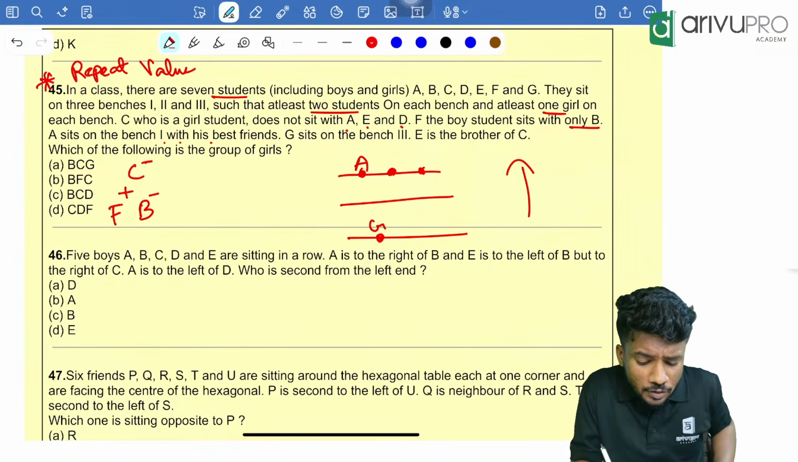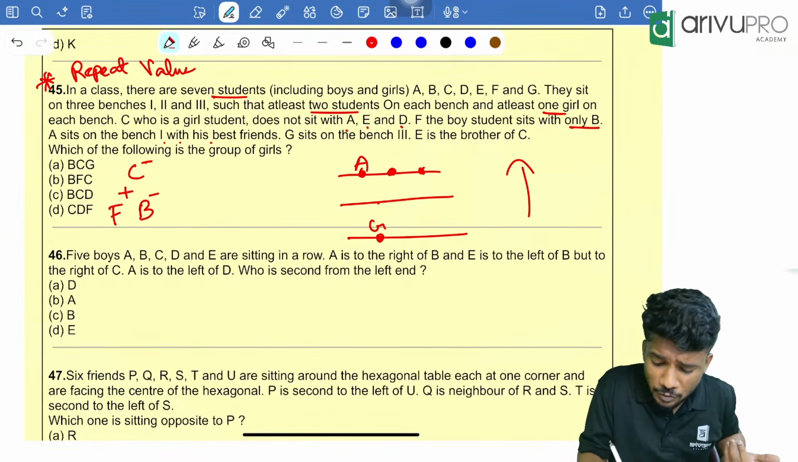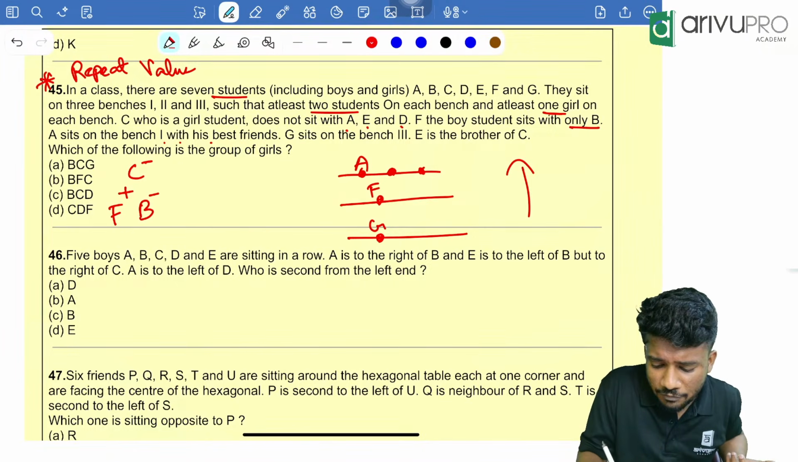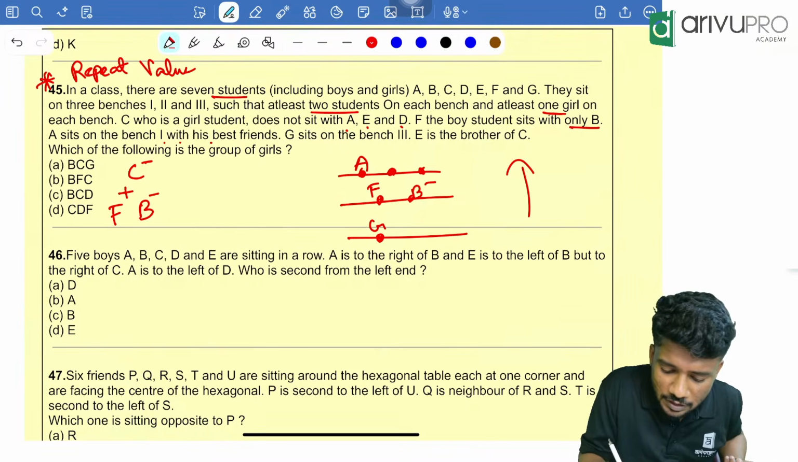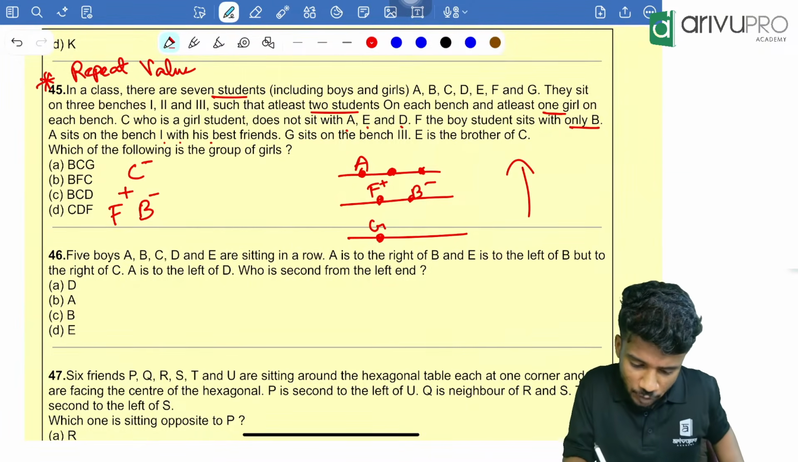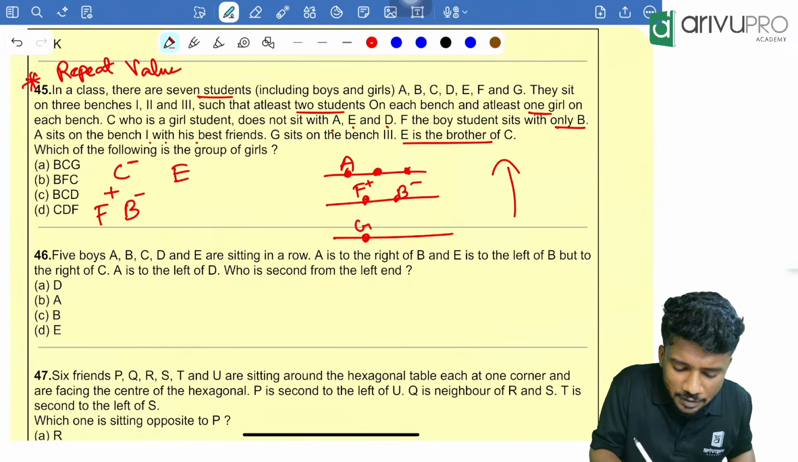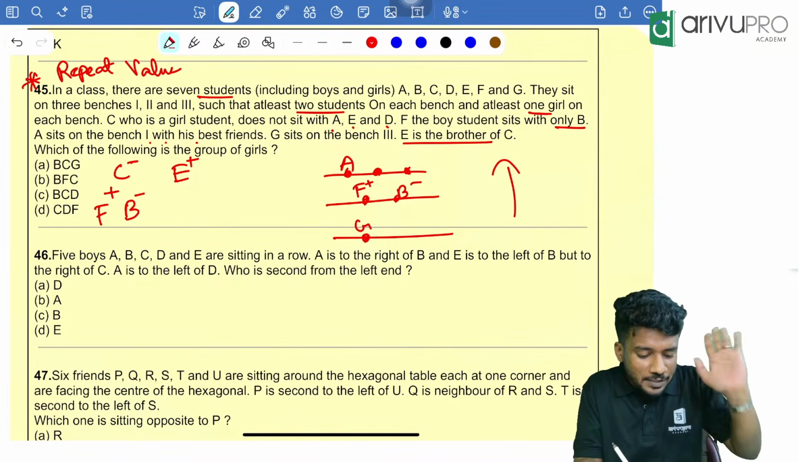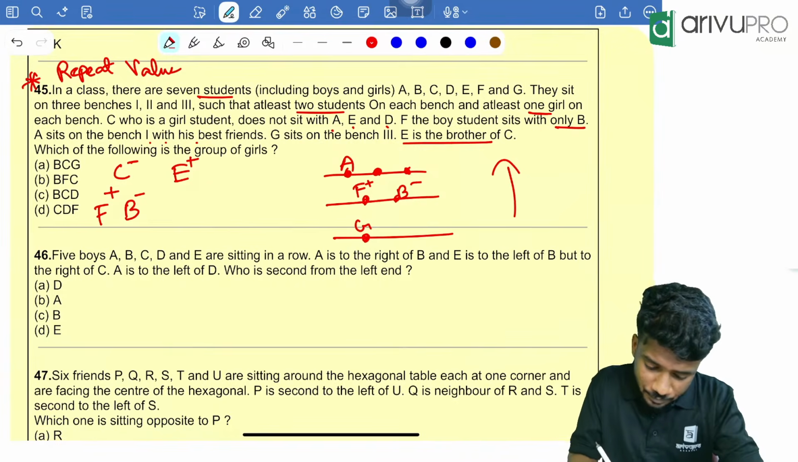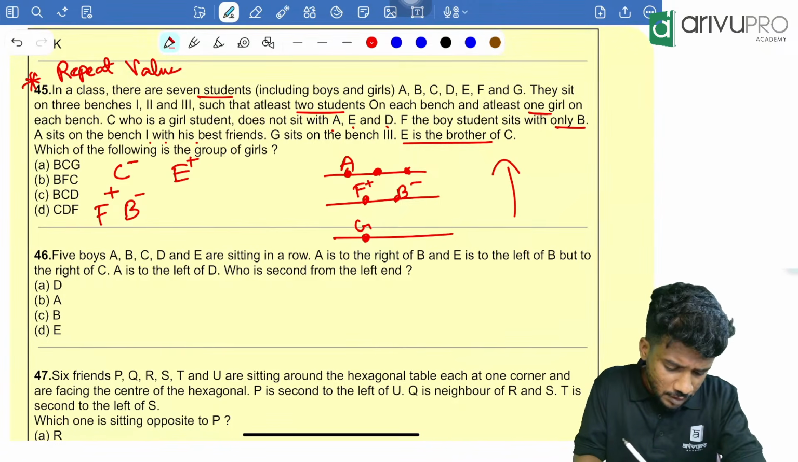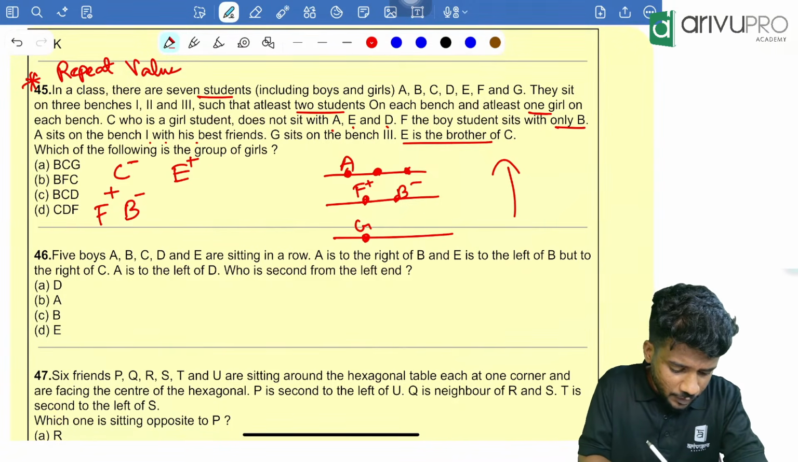Then what else is known? F and B should sit in the second bench. Then what is given? E is a brother of C. E is a brother of C means E should be positive. Then what else do we know? Now looking at this, we know C is also negative.